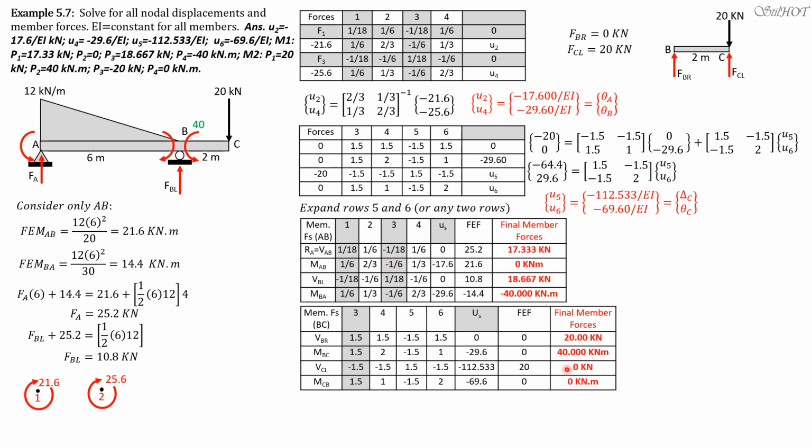And you verify the rest, so it's correct because we expect zero displacement, zero shear and zero moment at the end. And of course, we expect moment BC to be negative 40, like that.